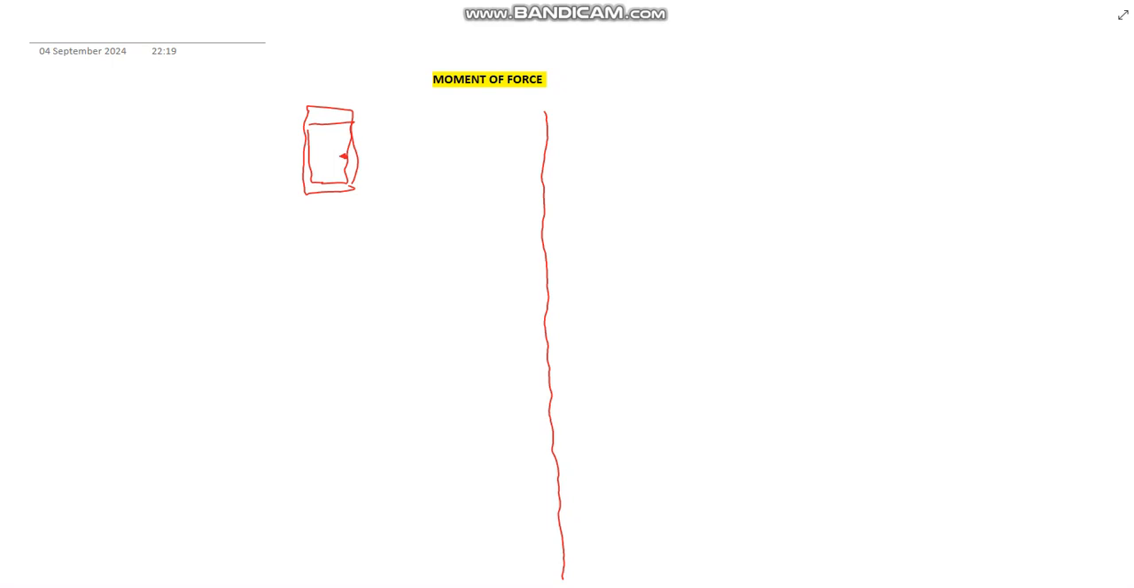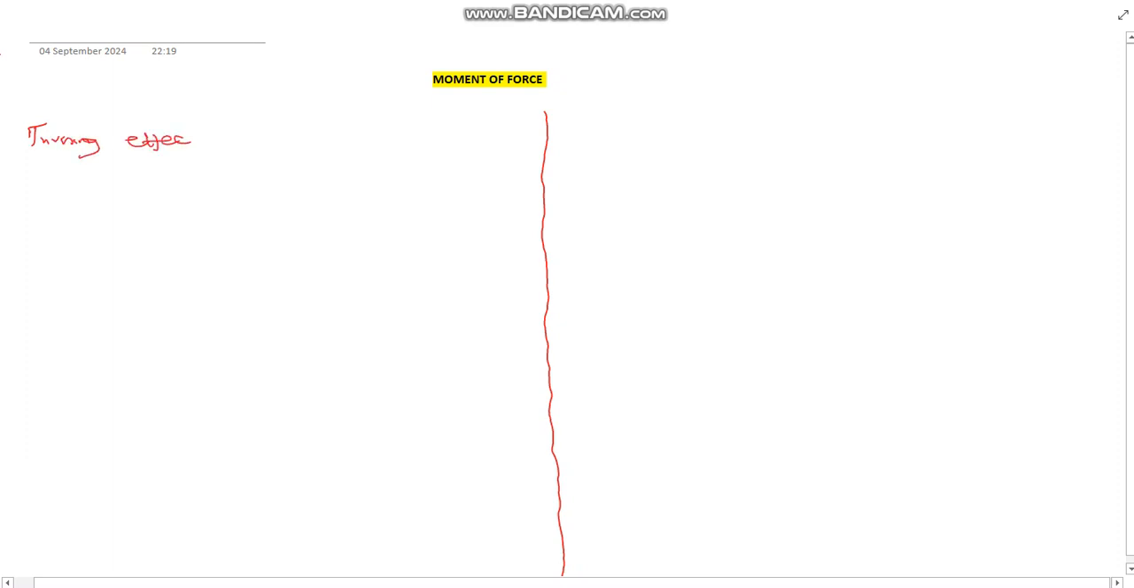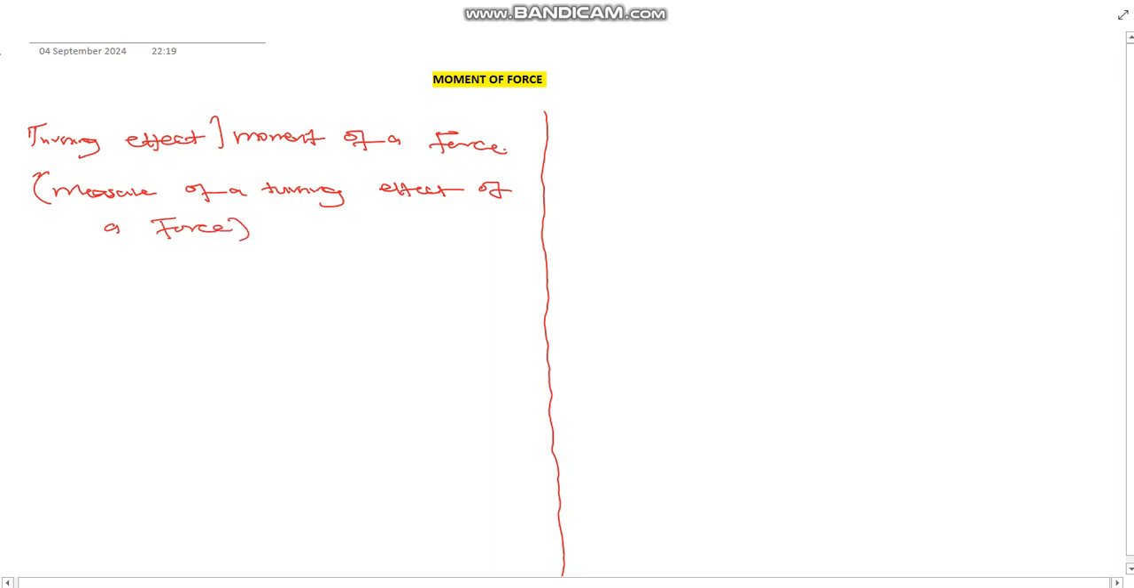The turning effect. I want us to give some definitions. What is turning effect, or simply known as moment of force? This is simply a measure of the turning effect of a force. So turning effect or moment of a force is simply a measure of turning effect of the force.